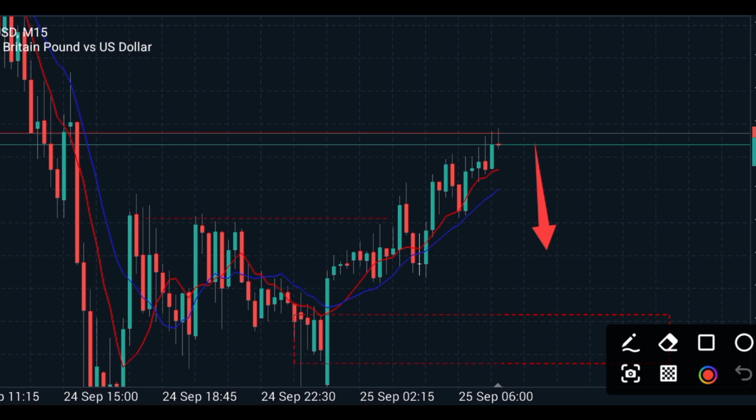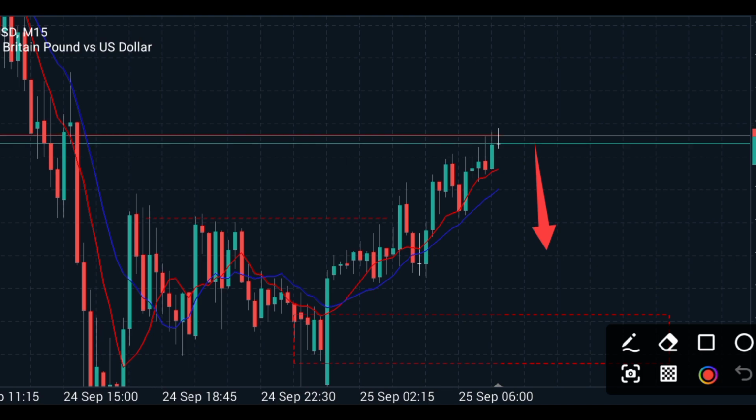All right, I am not marking out or giving any signal. I'm only showing you guys what you can do with your 15 minutes time frame, your 5 minutes and your 1 minute time frame to enable you manage your trade properly. So whenever price comes back to this order block, you either add one more position.